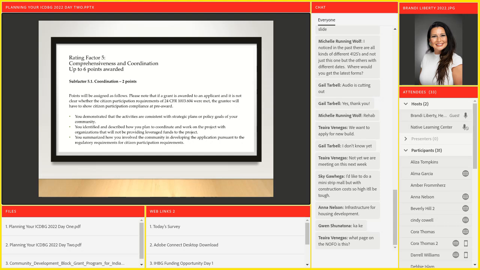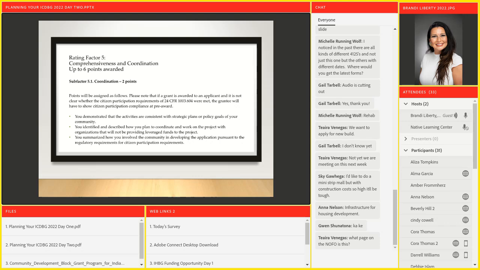And so when you're doing this section, you need to demonstrate that the activities are consistent with a strategic plan or policy goals of your community. So, your strategic plan could potentially just be your IHP. Although I always suggest doing long-term strategic planning. I know some of you guys may not have the capacity to do that annually. It is a good practice. It helps you lay out not just your IHP, but long-term goals, especially when you're doing long-term rehab or new construction projects.